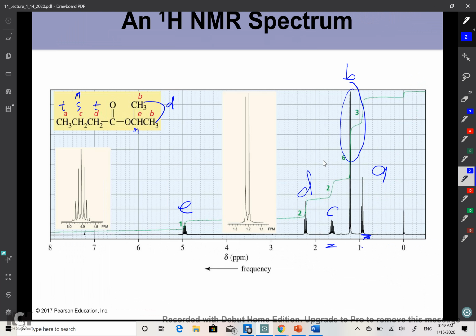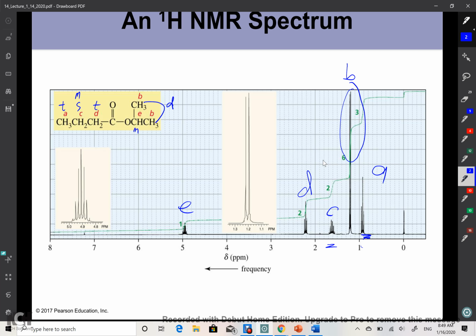So here we are able to match a spectrum to a structure. Now, from now on, I will also expect you, if I give you a structure, to be able to predict what the spectrum will look like. And most importantly, if I give you a spectrum, you should be able to tell me what the structure is. Yes?